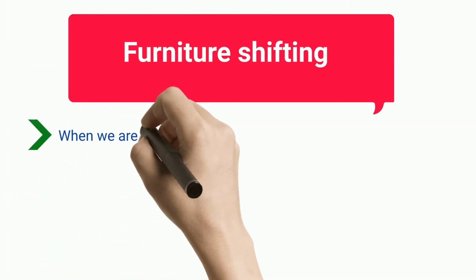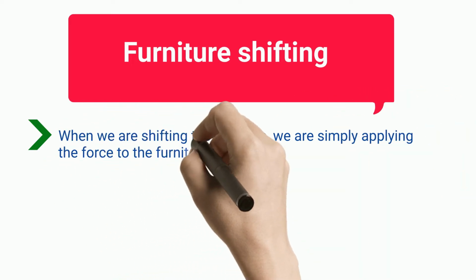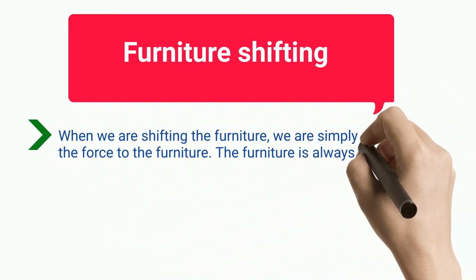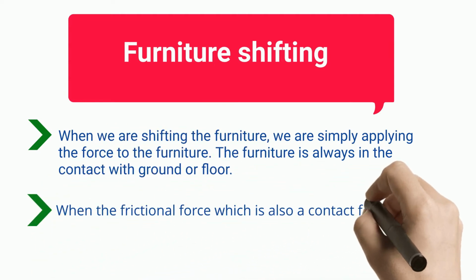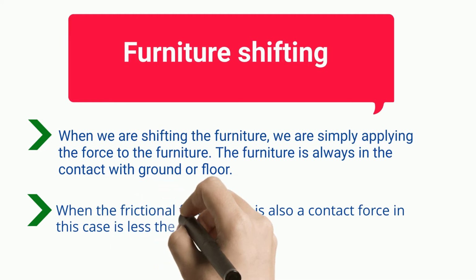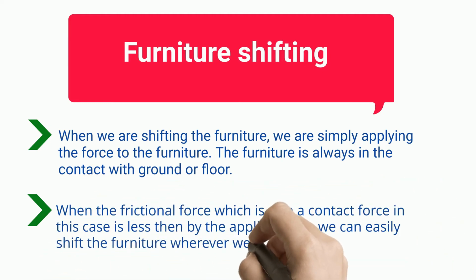Furniture shifting. When we are shifting the furniture, we are simply applying force to the furniture. The furniture is always in contact with the ground or floor. When the frictional force, which is also a contact force in this case, is less than the applied force, we can easily shift the furniture wherever we want.